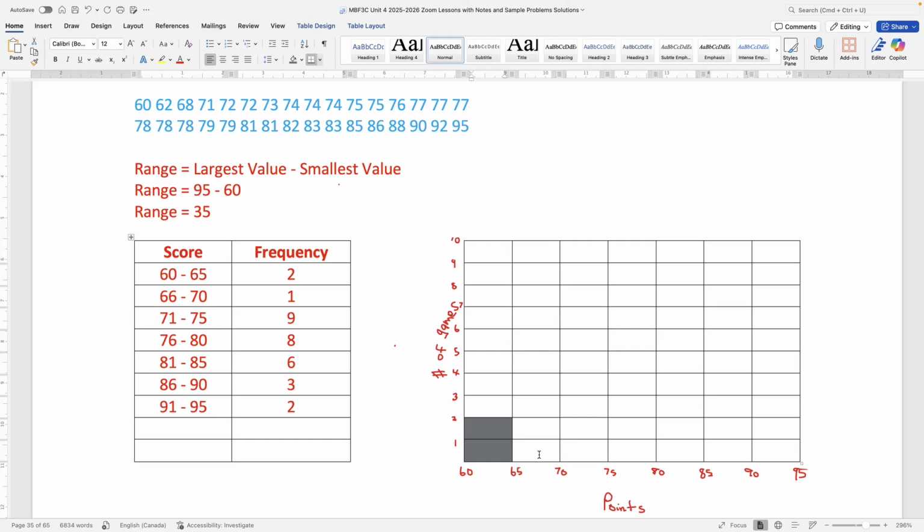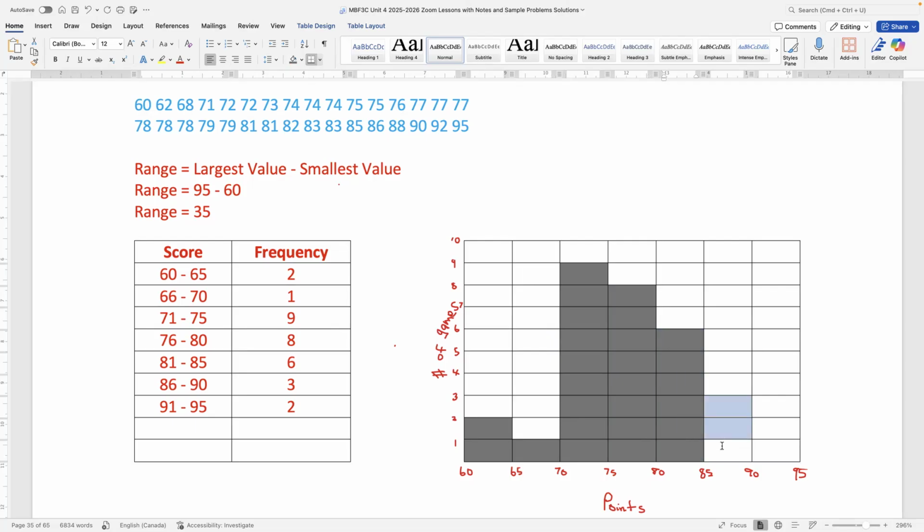2. Next one, there was 1. The next bar should be 9. So from here up to here was 9. Next bar would be 8. The next bar would be 6. Next bar would be 3. And the next bar would be 2.